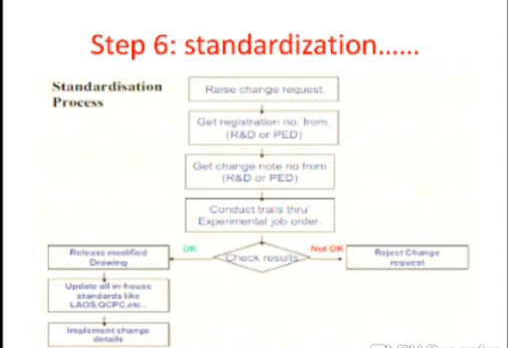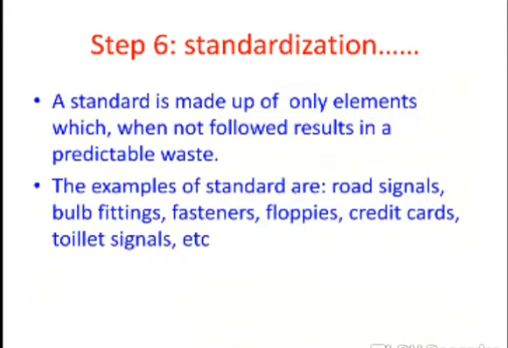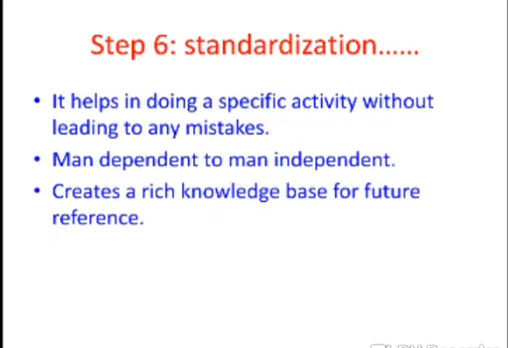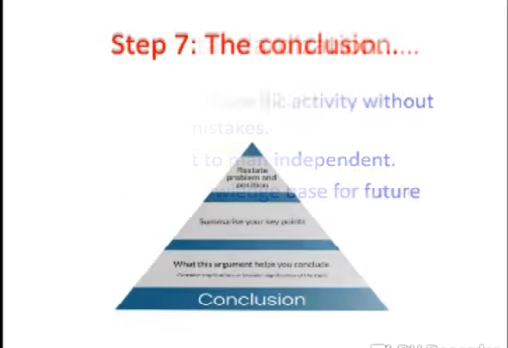Once the validation is completed for the action, raise the change request to R&D or PED to implement the changes in a systematic manner. A standard is made up of only elements which, when not followed, result in a predictable waste. The examples of standard are road signals, bulb fittings, fasteners, floppies, credit cards, toilet signals, etc. It helps in doing a specific activity without leading to any mistakes. Man dependent to man independent. Create a rich knowledge base for future reference.